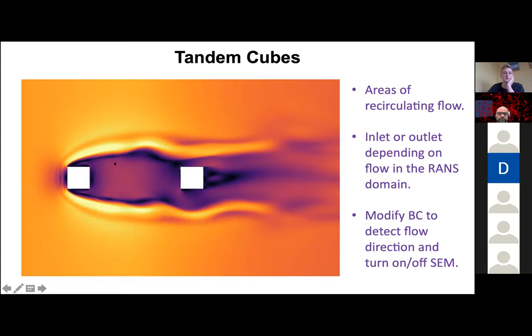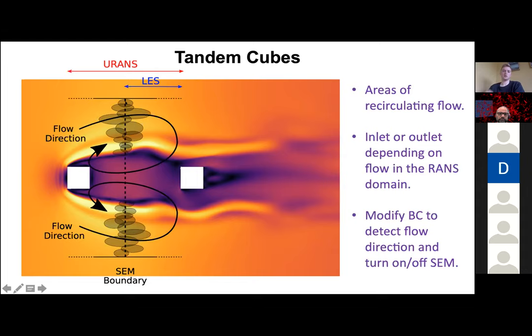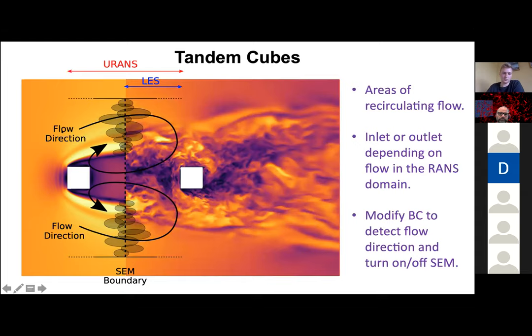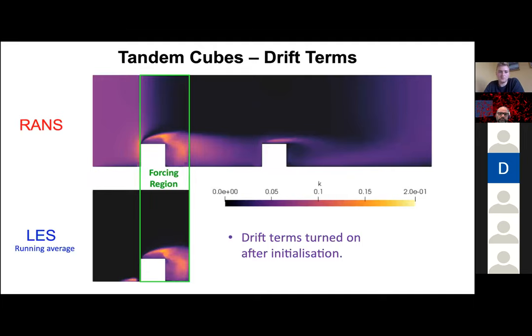So if we're having an inlet to the LES defined along this boundary, we then need to introduce the SEM only where we have an inflow and turn it off where we have the outflow and allow for this outflow. So this is something we're testing at the moment on this case, going from RANS to LES. And then also looking at going from LES to RANS, we've applied a forcing region here. So we have the full domain in RANS and then the LES just around the first cube here.